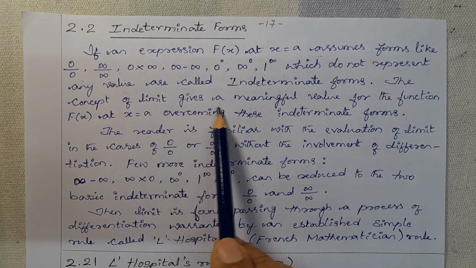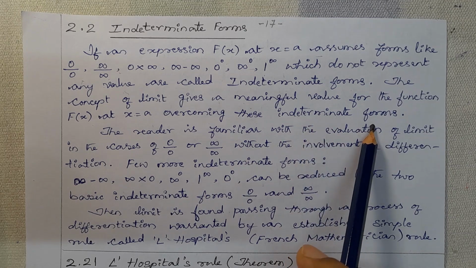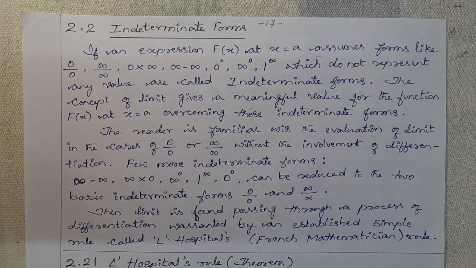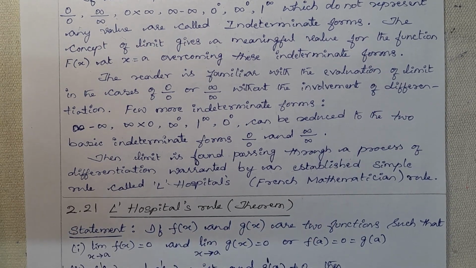The concept of limit gives a meaningful value for the function f of x at x equal to a, overcoming these indeterminate forms. The reader is familiar with the evaluation of limit in the cases of 0 by 0 or infinity by infinity without the involvement of differentiation. Few more indeterminate forms: infinity minus infinity, infinity into 0, infinity power of 0, 1 power of infinity, 0 power of infinity can be reduced to the two basic indeterminate forms 0 by 0 and infinity by infinity. Then limit is found passing through a process of differentiation warranted by the established simple rule called L'Hospital's rule.